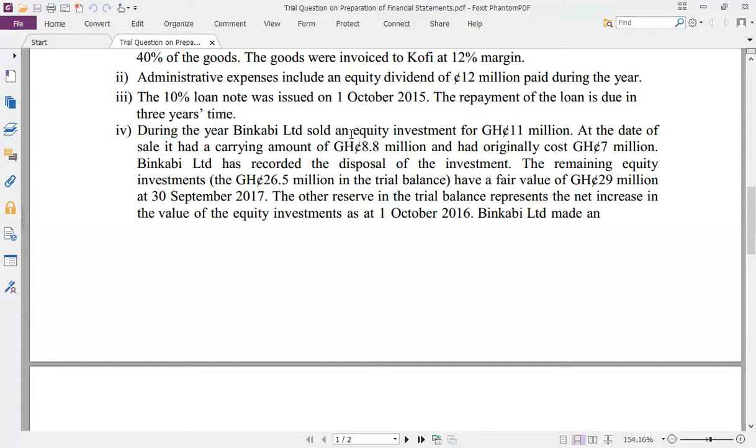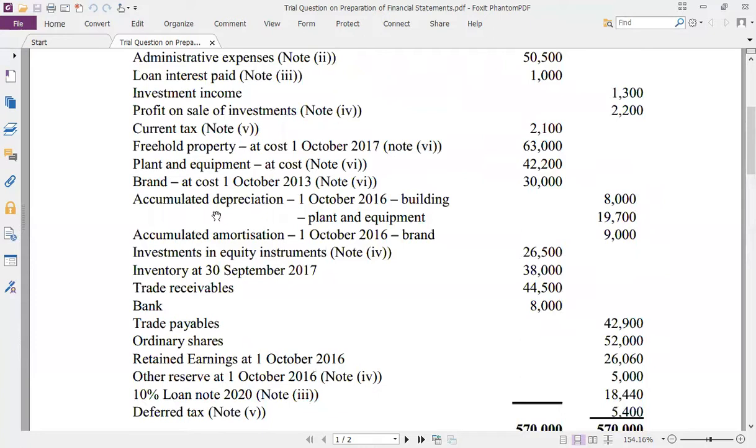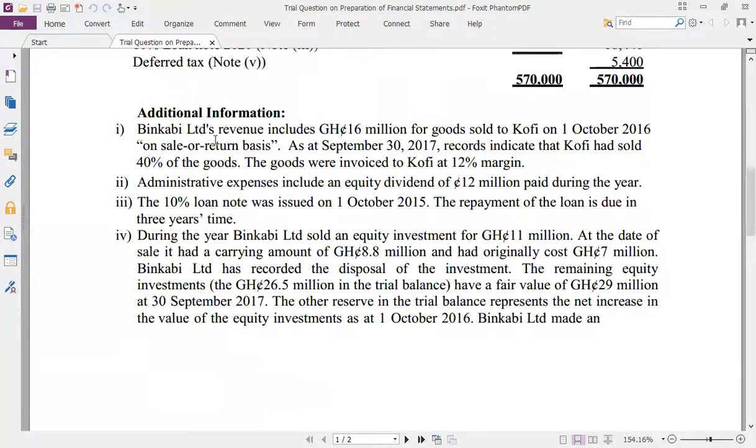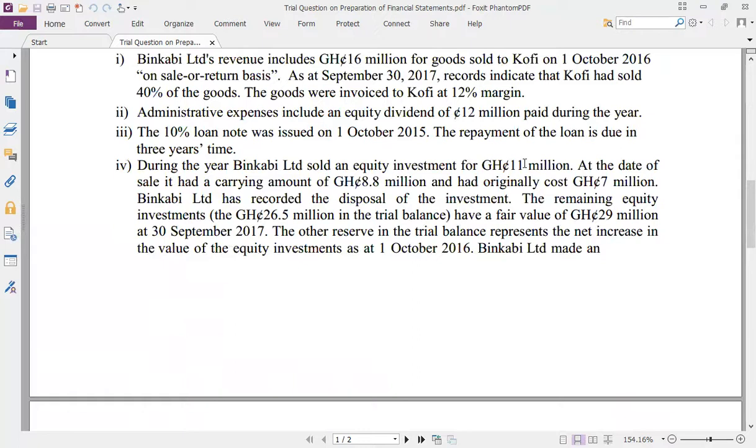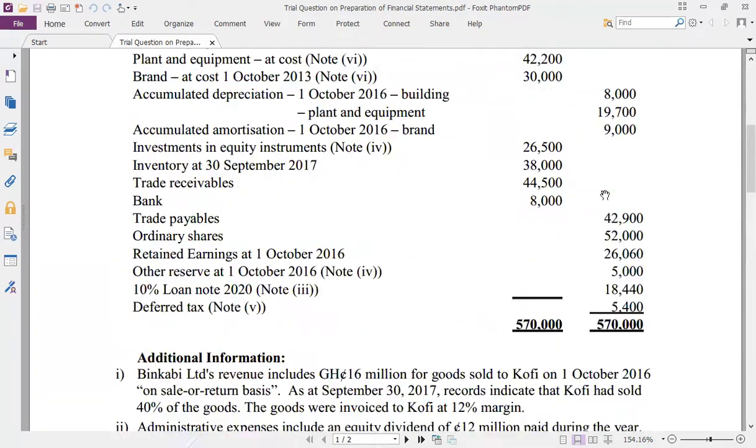Fine. Binkabi Limited has recorded the disposal of the investment. Let's see. If it has recorded, it will reflect in the trial balance. Let's go and check whether I can see the trial balance. So profit on sale of what? Investment. That's very good. This examiner is very good. It says it has been recorded and I can see it here. Very fine. Go down. Calculate by yourself. Now subtract 8.8 from 11 million. That's about 2.2.